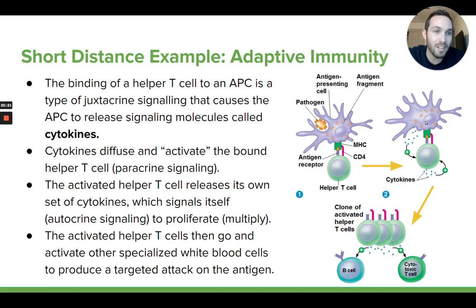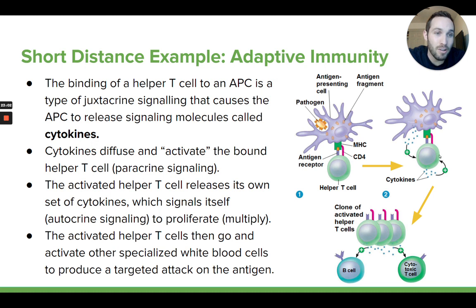What happens then is it triggers the antigen presenting cell to release these signaling molecules called cytokines. These cytokines are special signaling molecules that get released by your white blood cells and can activate other white blood cells. So these signaling molecules get released and it actually activates this helper T cell. And then this helper T cell starts releasing its own cytokines, which can even bind to receptors on its own cell. So these cytokines can go from this white blood cell to this other white blood cell, and then cause this one to release its own cytokines, which can activate other cells, but even itself as well.